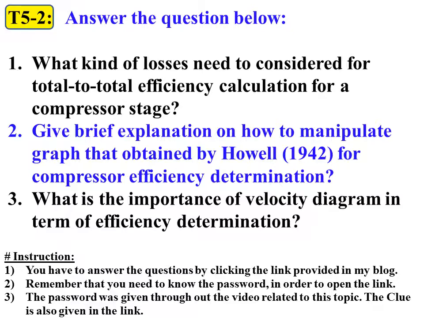Okay, to test your understanding for chapter number 5, part number 2, answer the questions below. First question, what kind of losses need to be considered for total efficiency calculation for a compressor stage? Question number 2, give a brief explanation on how to use the graph obtained by Howell 1942 for compressor efficiency determination. Question number 3, what is the importance of the velocity diagram in terms of efficiency determination?